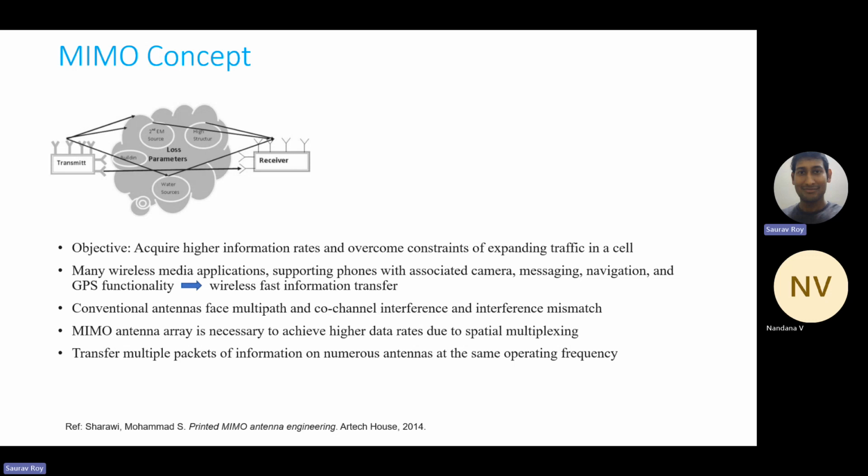So the objective is to acquire a higher information rate and overcome the constraints of expanding traffic. The thing is, the newer the generation of communication, from 4G to 5G to 6G as we go, we need more and more data rates, right? That is the target of these things. Now we are going towards some 100 Gbps of data rate in 5G, and maybe next will be far more. That is what we are targeting.